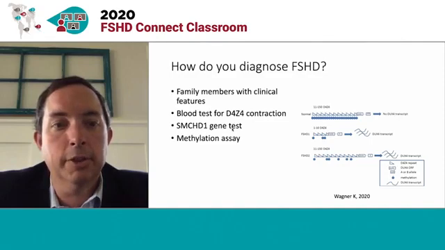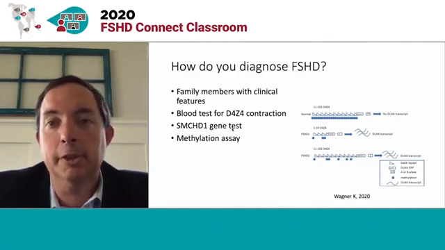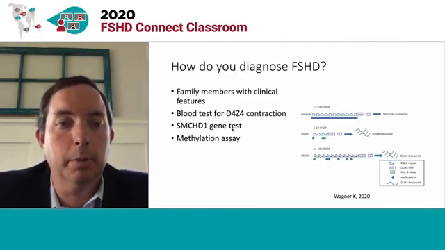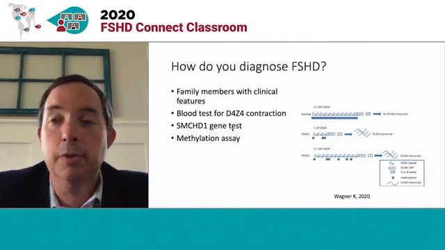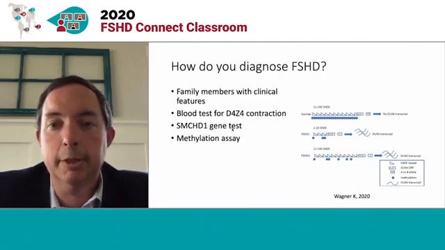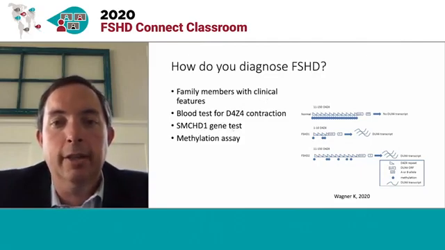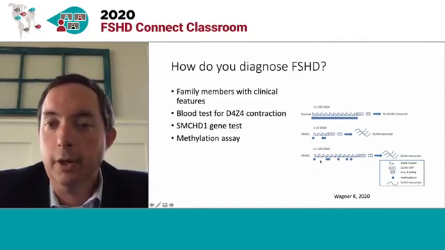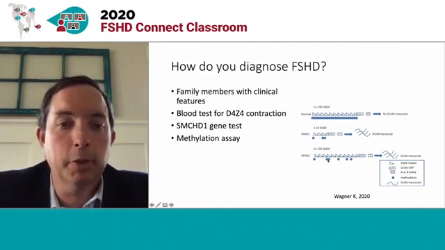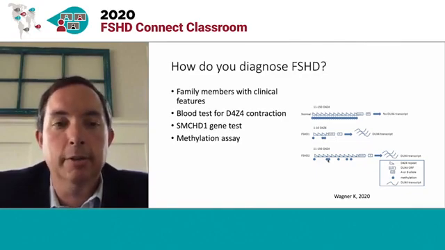And in fact, it shows a mutation in SMCHD1, which would be consistent with FSHD2, assuming that the clinical signs and symptoms correspond to that. If those two things fail, the definitive test is a methylation assay that's performed over that region. At the end of the day, you cannot have FSHD, to our knowledge, without hypomethylation of this region for one reason or another. And so that's certainly the most definitive test in terms of getting to a diagnosis.